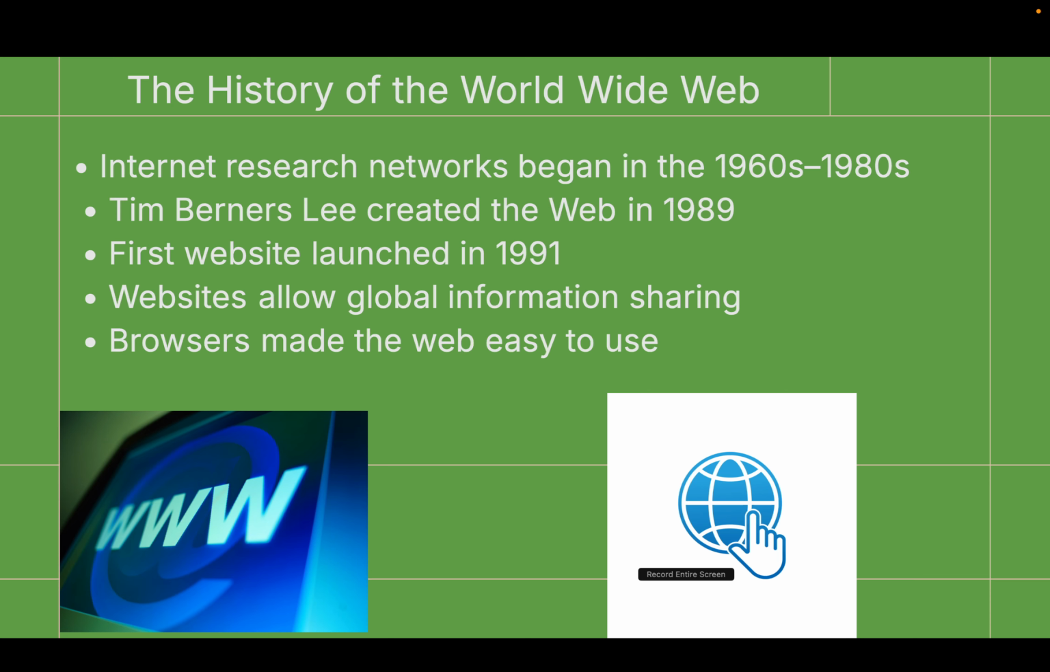The World Wide Web developed from early internet research networks created between the 1960s and 1980s. In 1989, Tim Berners-Lee created the World Wide Web while working at CERN to allow researchers to share information more easily. In 1991, the first website was launched, allowing people around the world to access linked information. Web browsers then made accessing websites simple for everyday users, leading to the modern web we use today.